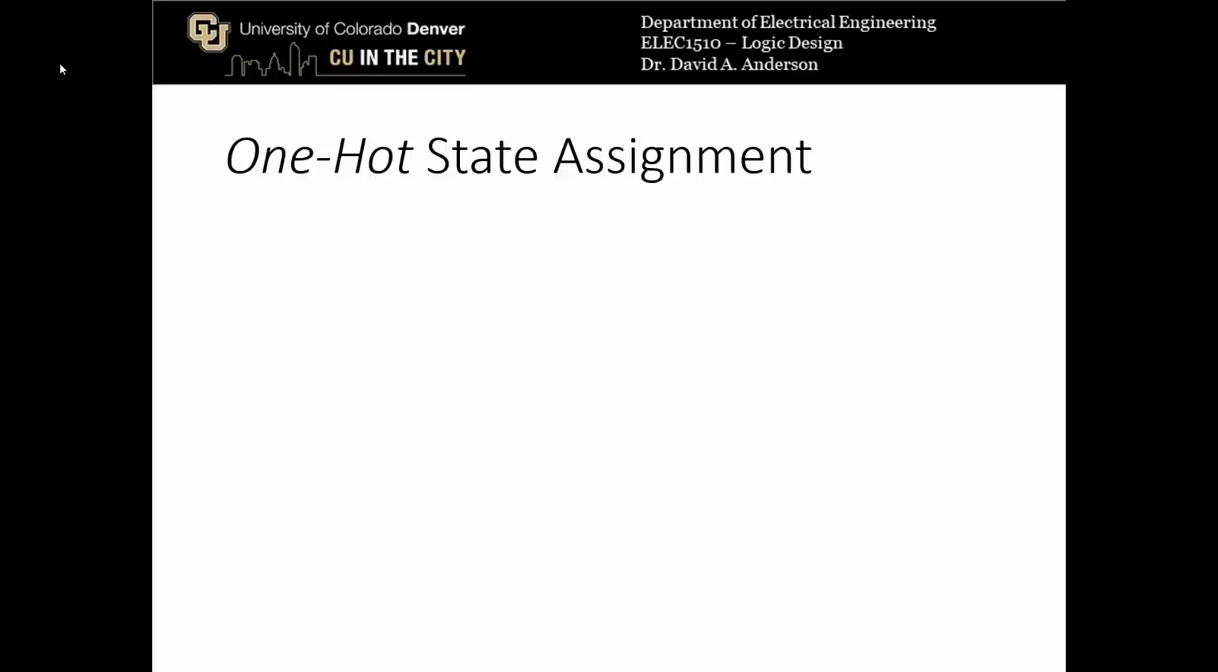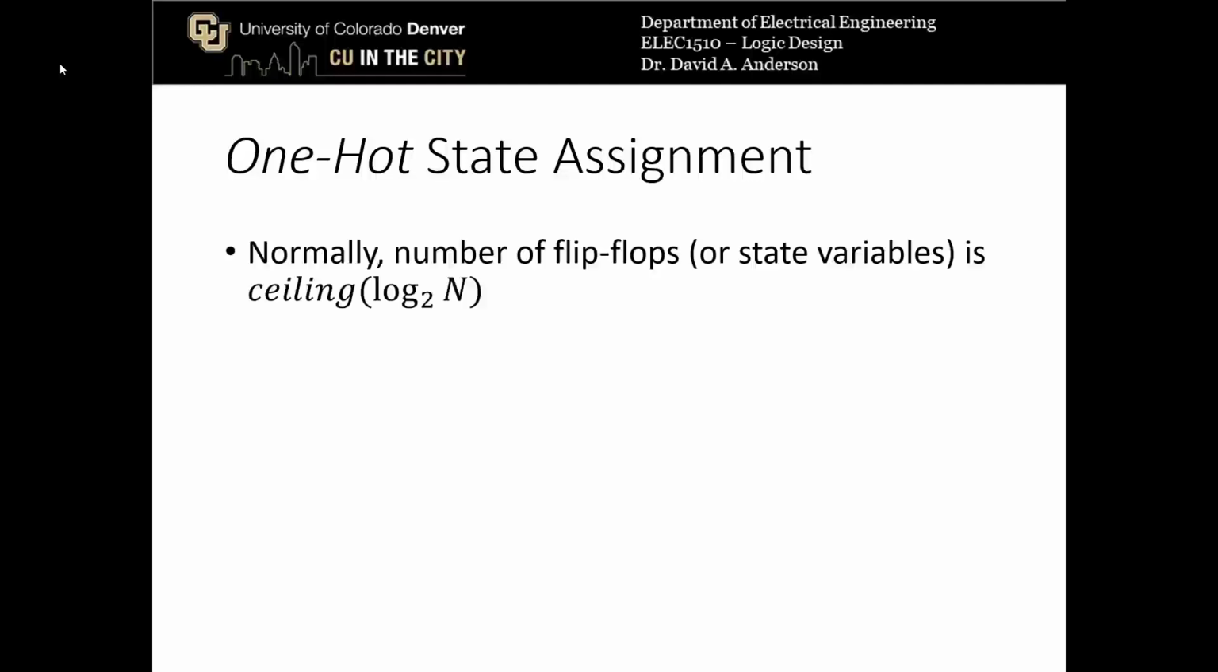The last type of implementation for state assignment that we're going to discuss is called a one-hot state assignment. So normally the number of flip-flops or state variables is the ceiling of log base 2 of n. That basically means you take the log base 2 of however many states you have and then round that up. So if you had 5 states, the log base 2 of 5 is somewhere in between 2 and 3, so you round it up to 3 and you need 3 flip-flops.